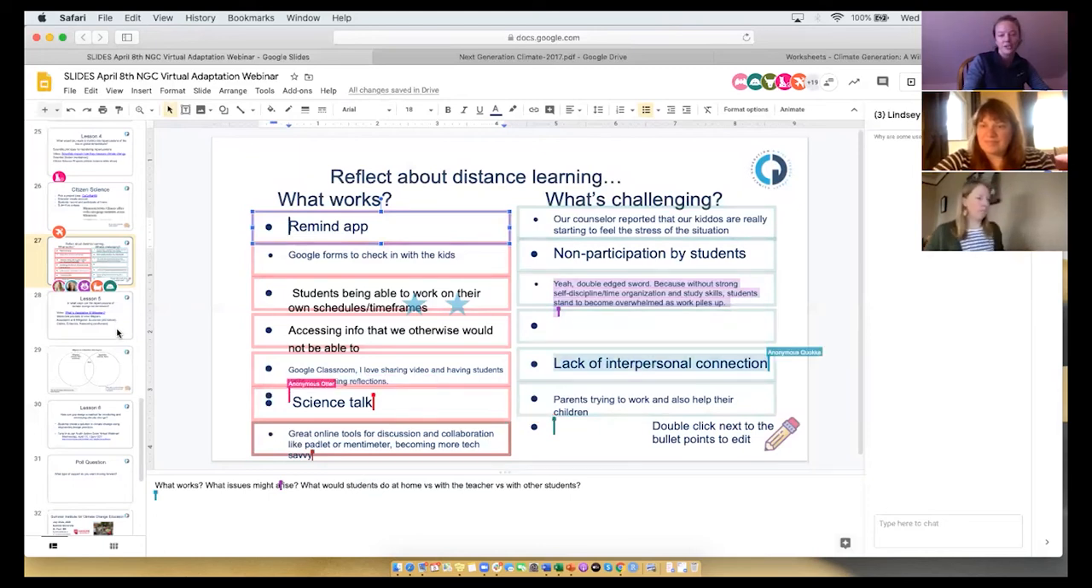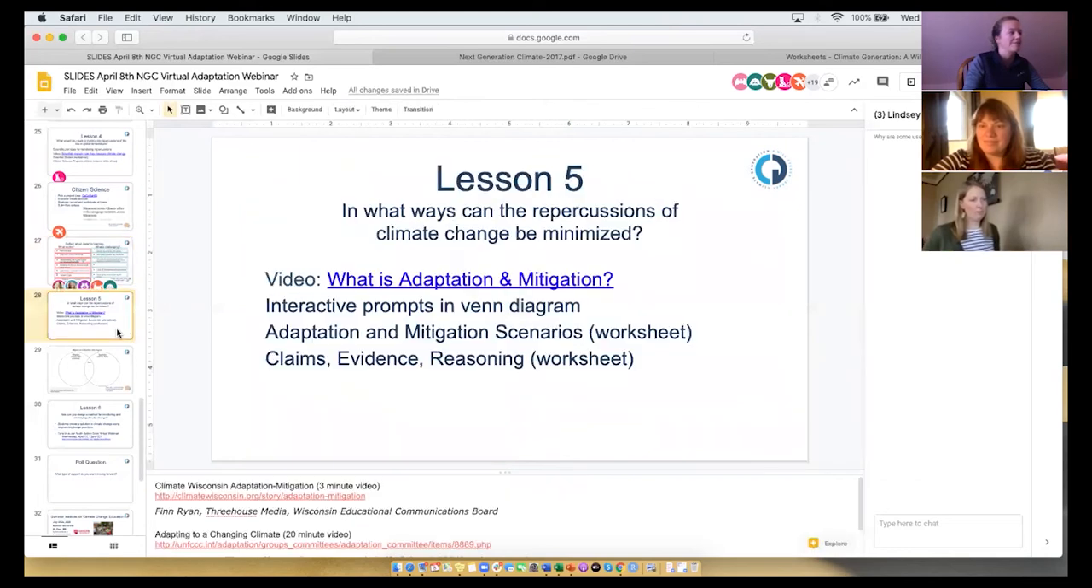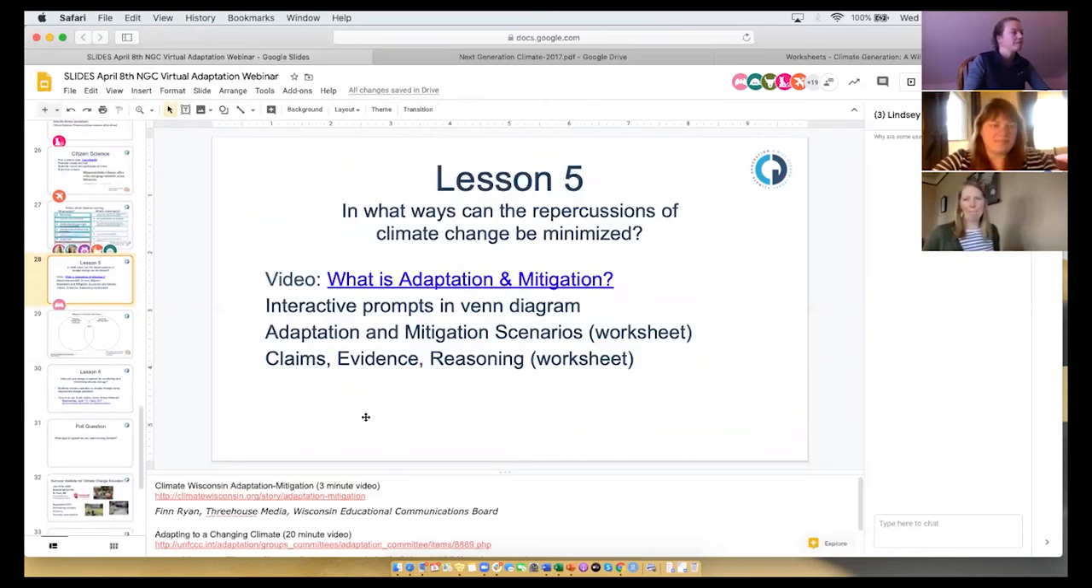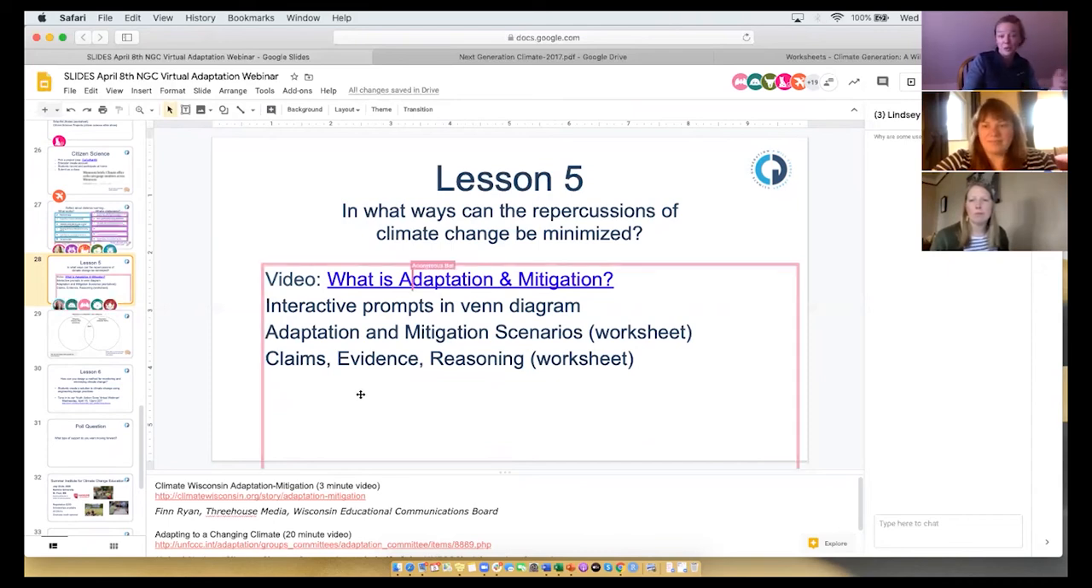Awesome. We encourage you to keep filling this out as we move along. I'm going to go over to lesson 5 really quickly. So in lesson 5, our question is, in what ways can the repercussions of climate change be minimized? So we know the repercussions, we know how to monitor them, and we are monitoring them. And then we want to talk about, what are we going to do about these things, and what language do we need to talk about these solutions?